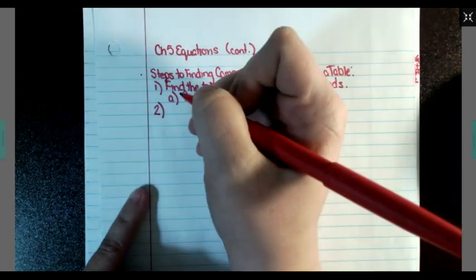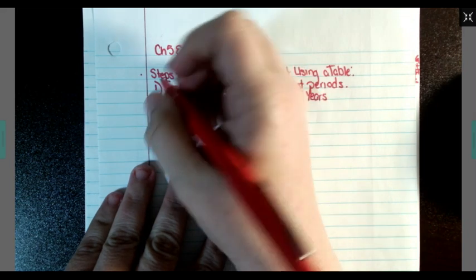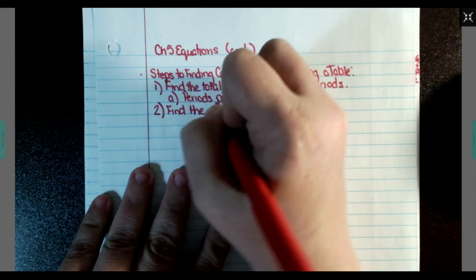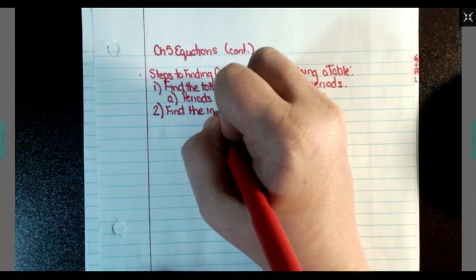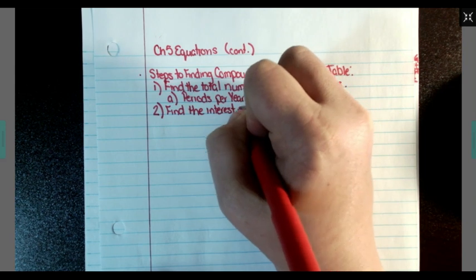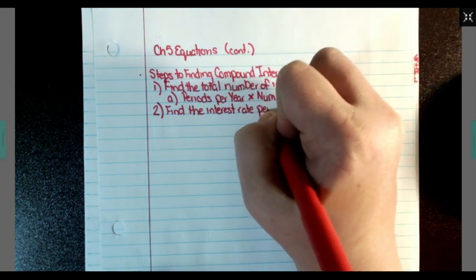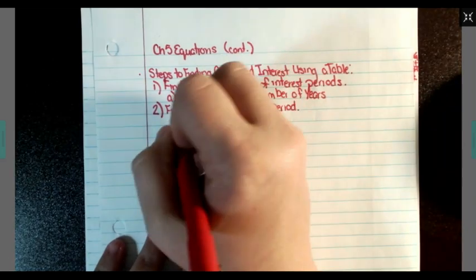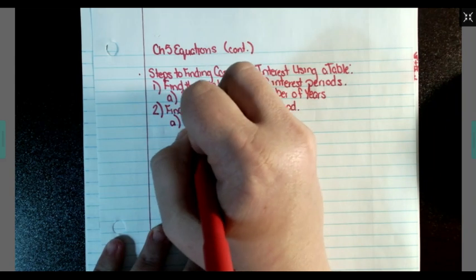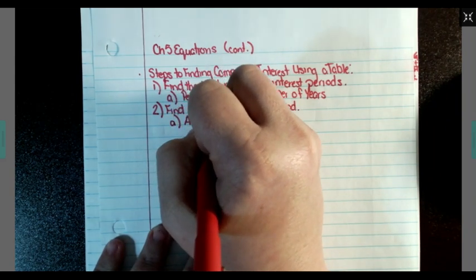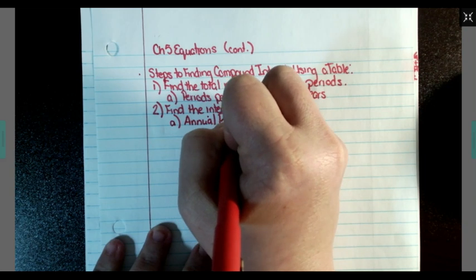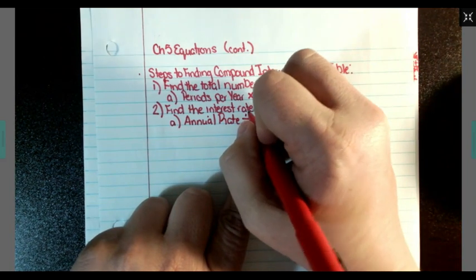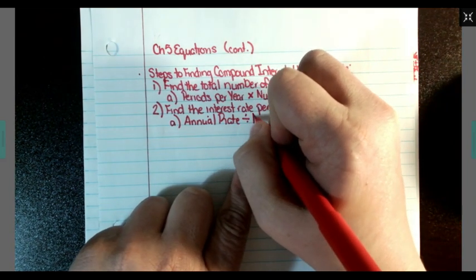Step 2. Find the interest rate per period. In order to do that, we're going to do annual rate divided by number of periods per year.